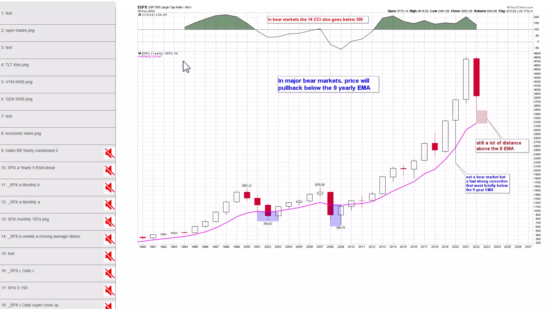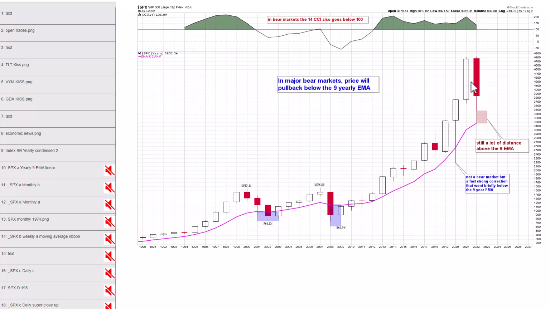Chart number 10 here is a chart of the S&P 500. Again, each candlestick represents 1 year, but I like to think of this as my long-term reversion to mean chart. Remember, things revert back to the mean, and what I'm counting as the mean here is the 9-year EMA, exponential moving average, shown in magenta. During bear markets, price comes back and tests that 9-year EMA, usually undercuts it a little bit too, just like you see here in 2002, 2008. It did undercut it slightly here in that 2020 February-March crash. Went below it, then it quickly came back.